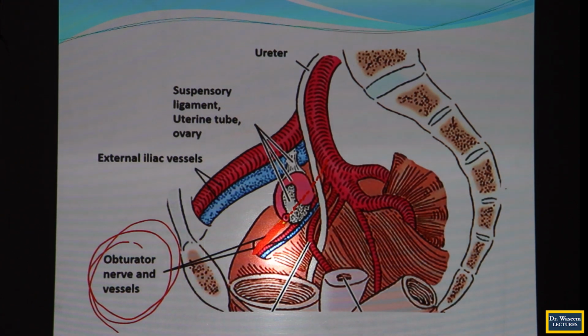So, any affection related to the ovary can give rise to referred pain to the medial aspect of the thigh, and also discomfort in the knee joint and hip joint also. This is ovarian pain, referred pain due to ovarian affection, due to ovarian condition. The relation is the obturator nerve because it is crossing the ovarian fossa.